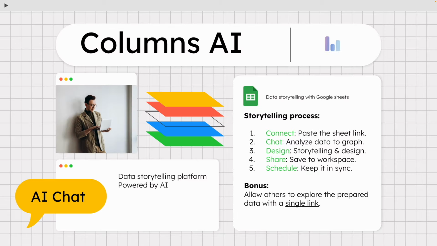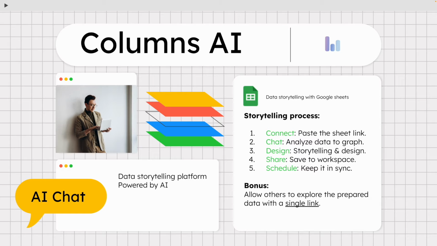So next, let's look at how Columns AI helps the whole process. Columns AI is an isolated presentation layer on top of Google Sheets. This is the standard storytelling process. Let me explain. Step 1, you connect your spreadsheets. Step 2, you chat with the connection. By chatting, you analyze the data in a visual way. Step 3, you pick one design and start storytelling.